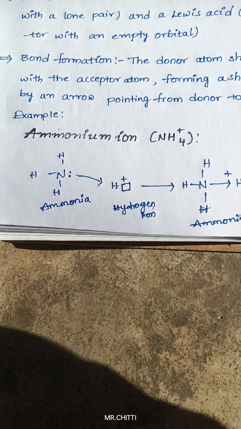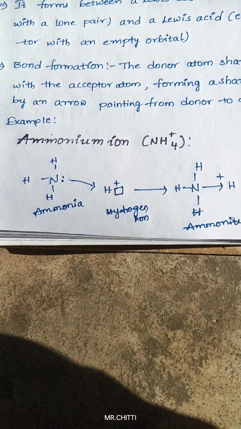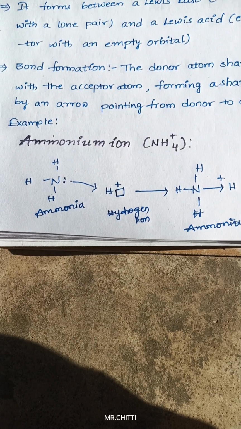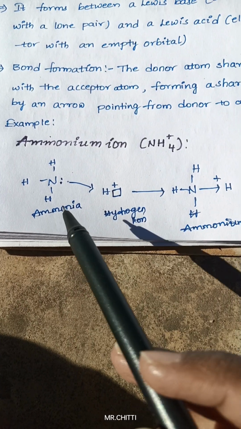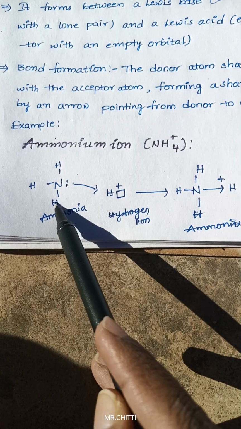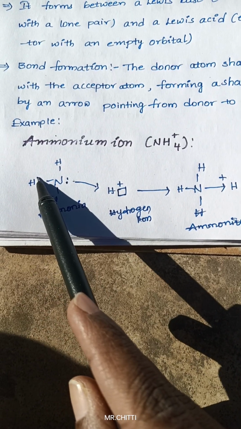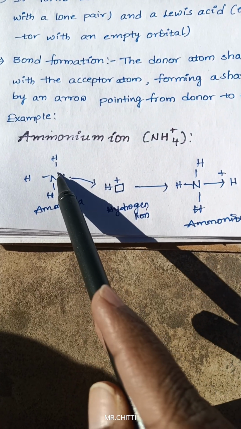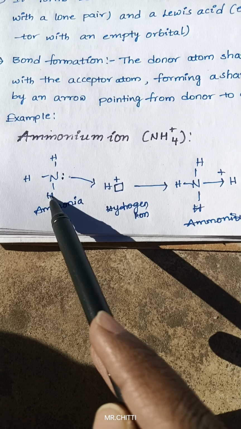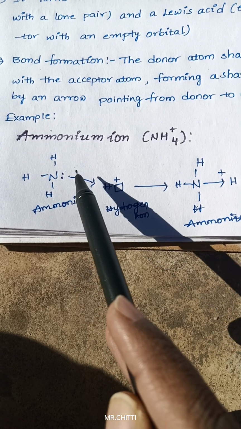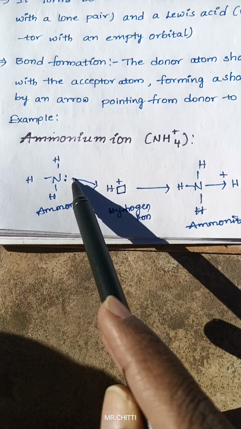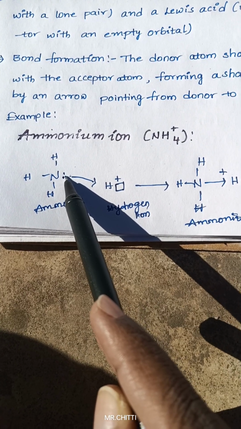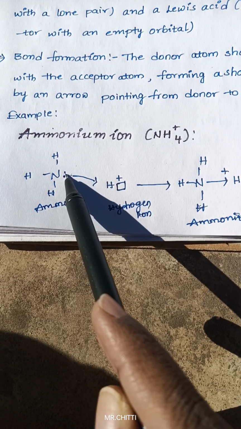An example is the ammonium ion, NH4 plus. Here ammonia has 3 bond pairs. Each hydrogen is bonded to nitrogen. These 3 bonds are known as bond pairs, and nitrogen also has a lone pair of electrons. These 2 electrons are called the lone pair of electrons.